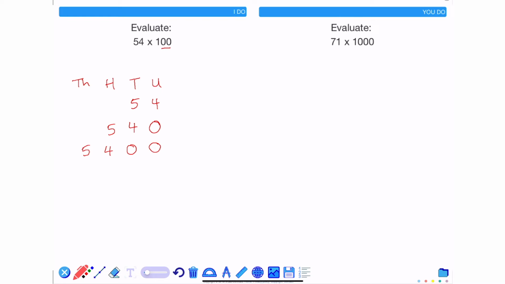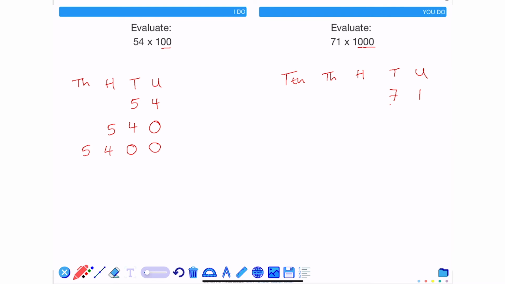So with the example on the right hand side, let's write up my place value columns to begin with. That 71 has 7 tens and 1 unit. And looking at my multiplying number, I can see that it's got 3 zeros. So that means that the digits will move 3 places.